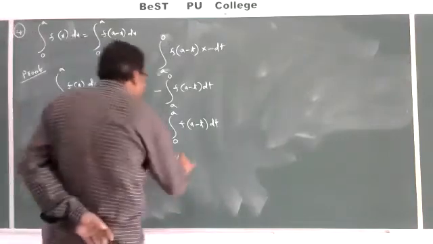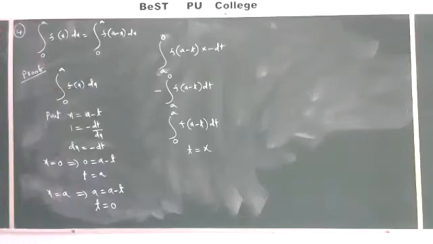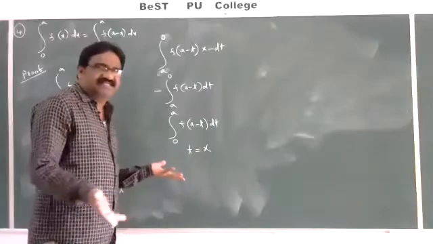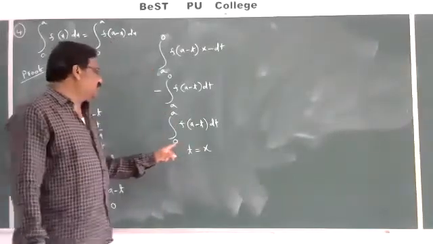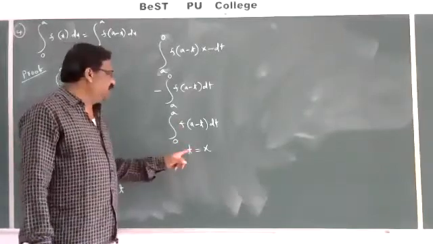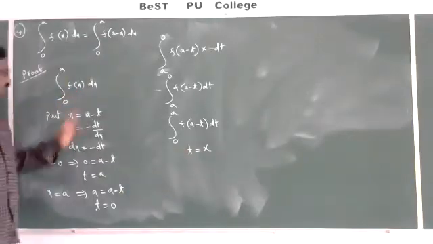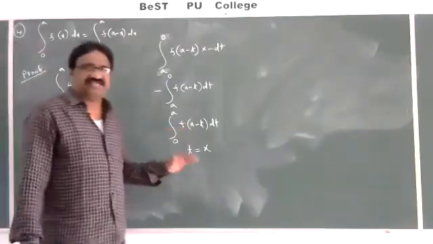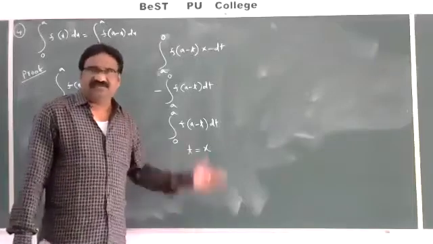Then substitute t is equal to x. Here there are no changes. For example, if you substitute t is equal to 0 here, you get x is equal to 0, and t is equal to a gives x is equal to a. First we changed the variable from x to t, then again from t to x. The same concept was used in the previous theorem also.